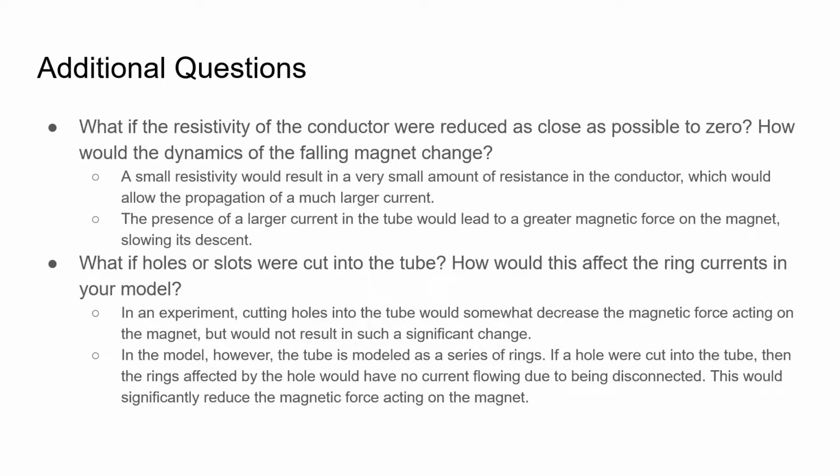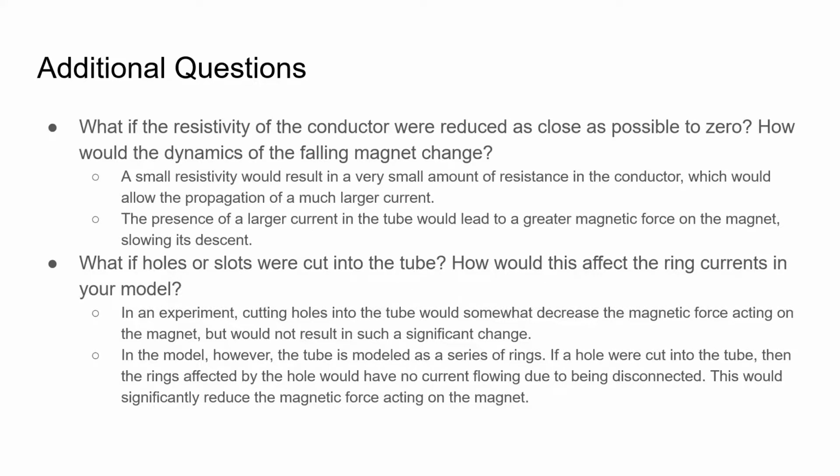So finally, some additional questions. First, what if the resistivity of the conductor were reduced as close as possible to 0? How would the dynamics of the falling magnet change? So a small resistivity would result in a very small amount of resistance in the conductor, which would allow the propagation of a much larger current. And the presence of a larger induced current in the tube would lead to a greater magnetic force on the magnet, which would slow its descent even more than we observed in the experiment.